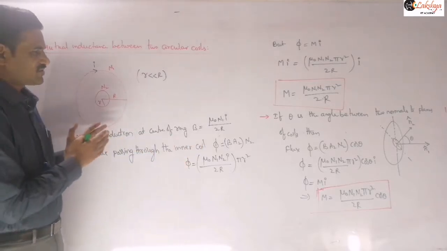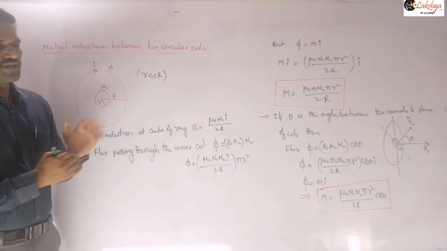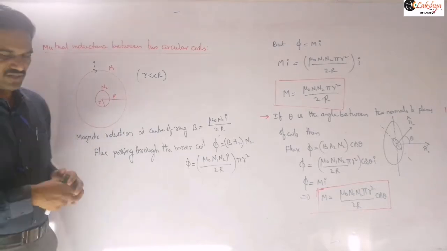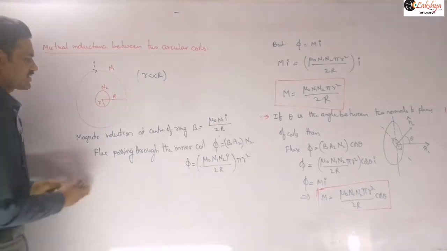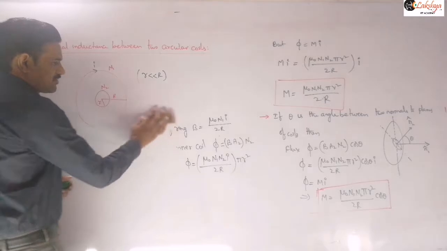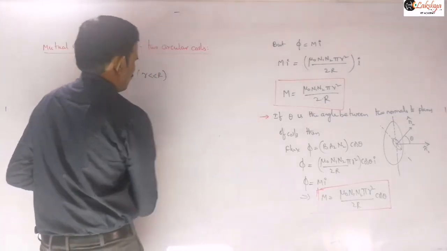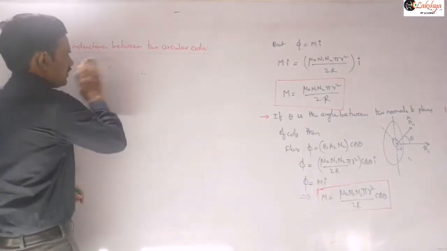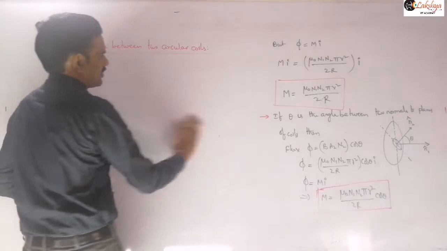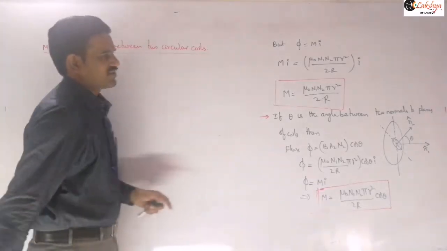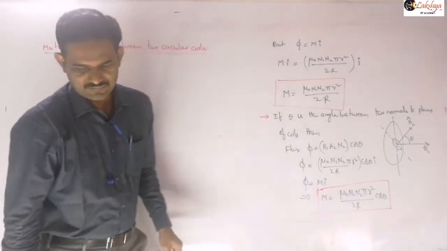Now even for this case, let us consider the case where the two planes are perpendicular to each other. You will get the maximum mutual inductance when theta is 0. That means when the planes of the two coils are coinciding with each other, which is nothing but this value here.